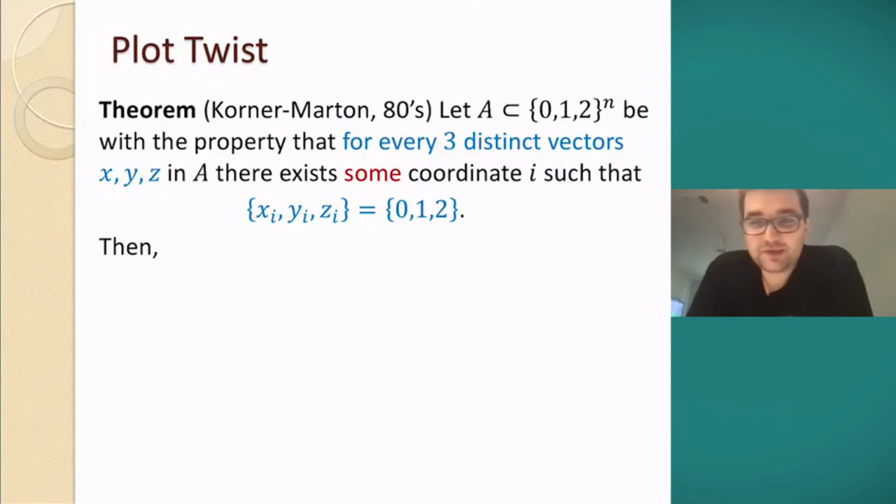There's a further plot twist that I want to tell you about. It turns out you can do even better, and this is a theorem that actually predates all this slice rank stuff. It's a theorem from the 80s of Körner and Marton. They show that a Trifference set has size at most 2 times (3/2) to the n.